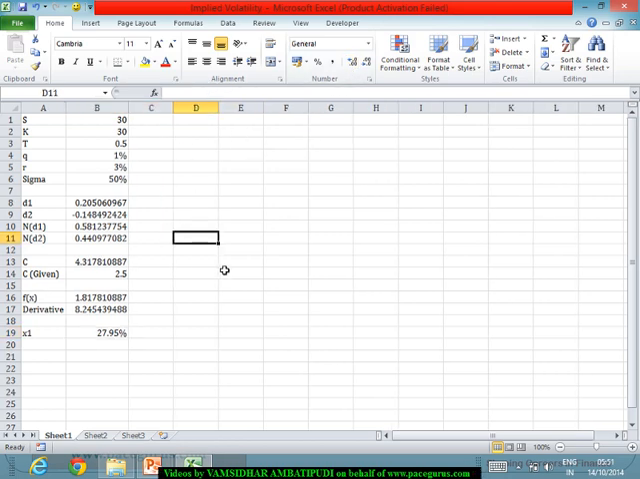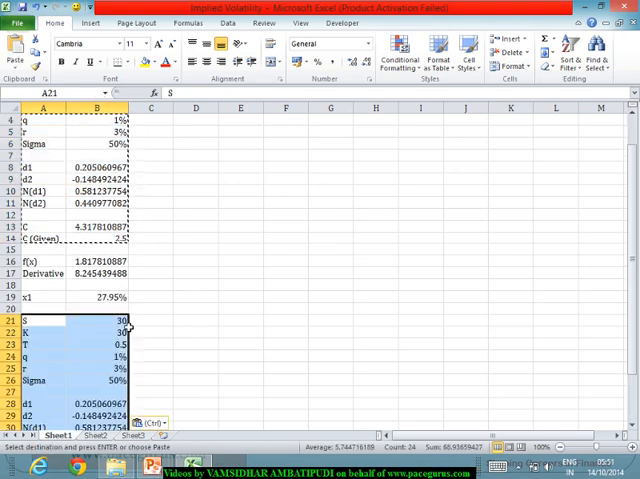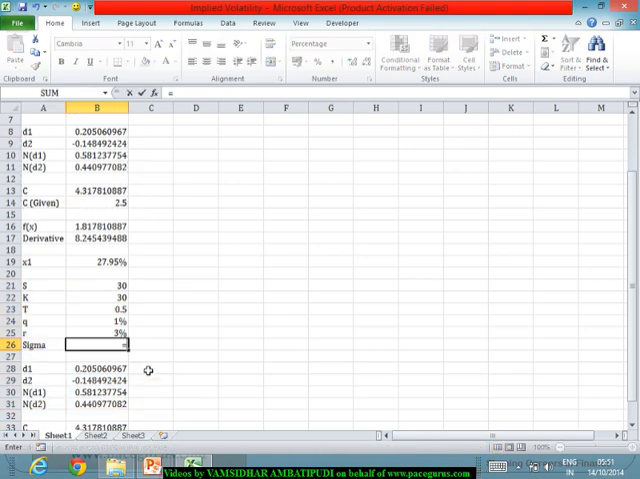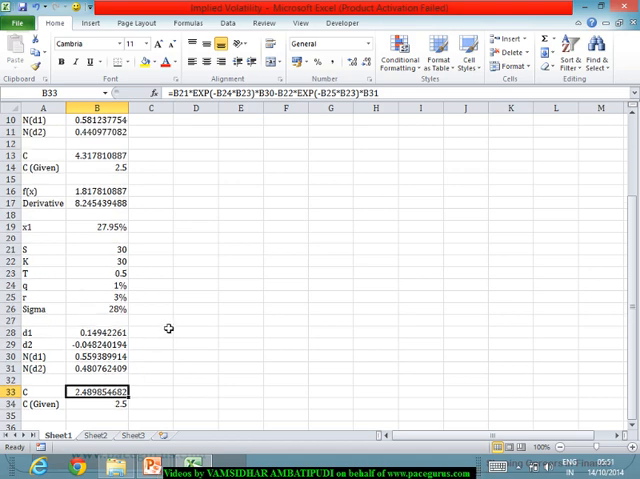27.95%. Alright, so if I go ahead now with 27.95% in the next attempt, instead of 50, this gives my d1, d2, nd1, nd2, and c is coming out as 2.48, where the actual is 2.5.